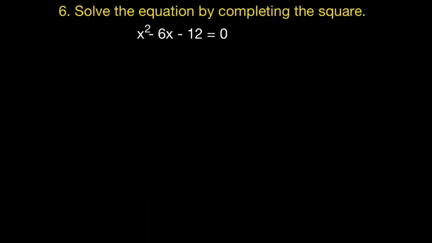Here we have a similar example, example number 6, solve the equation by completing the square. We complete the square by using the x squared term and the x term, so I'll move the constant to the other side of the equation, and I can do that if I add 12 to both sides. And that's going to leave me with x squared minus 6x. And on the right hand side, 0 plus 12 is 12.